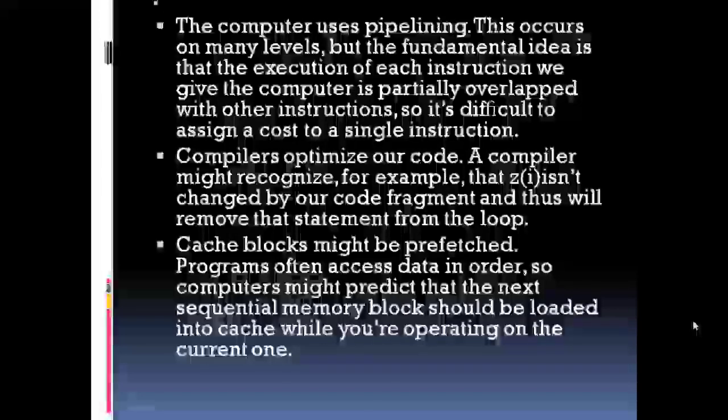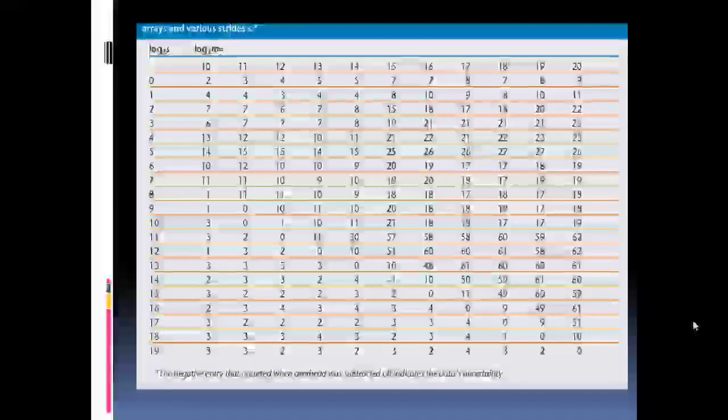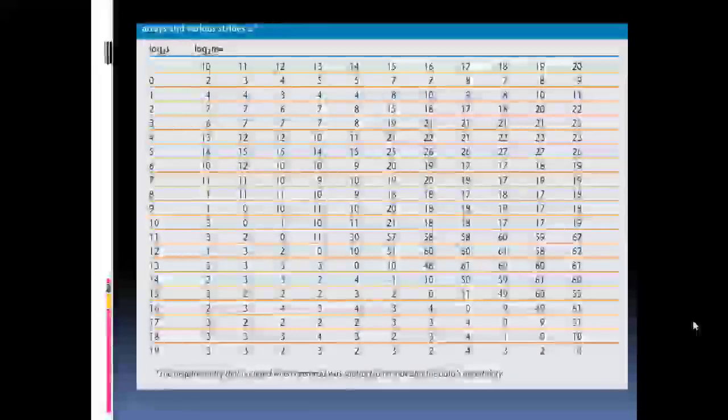Cache blocks might be prefetched. Programs often access data in order, so computers might predict that a subsequent memory block should be loaded into cache while you are operating on the current one. So here is the image on arrays and various types.